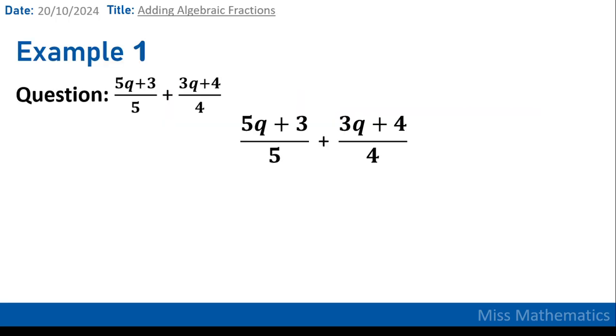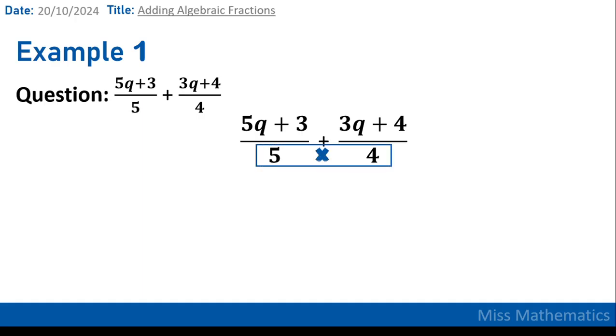Question 1. (5q + 3)/5 + (3q + 4)/4. I promise this gets easier. I know it looks really hard, but you get the hang of it soon. So the first thing we need to do is make both denominators the same. We could times one fraction by 4 and times the other by 5 to make the denominators 20. However, there is an easier method.